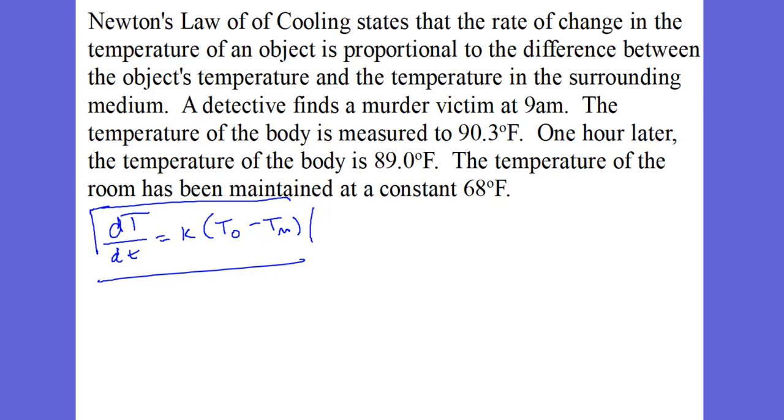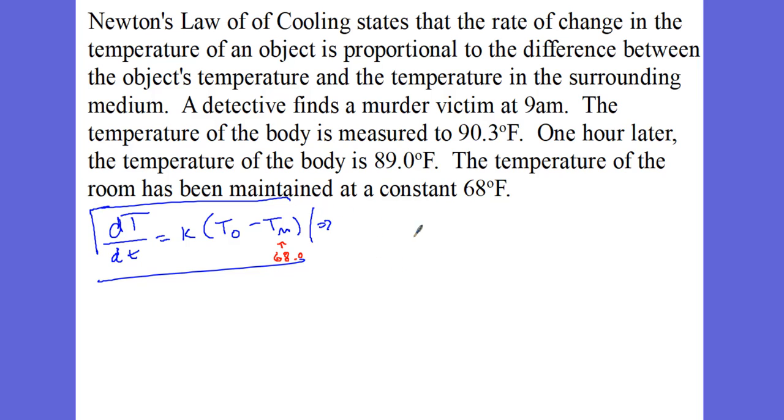Okay, so let's take a look at what they say. A detective finds a murder victim at 9 a.m. The temperature of the body is measured to be 90.3 degrees Fahrenheit. 1 hour later, the temperature of the body is 89.0 degrees Fahrenheit, because the room is maintained at 68 degrees. We know the medium is at a constant 68.0 degrees, which means I have a differential equation.